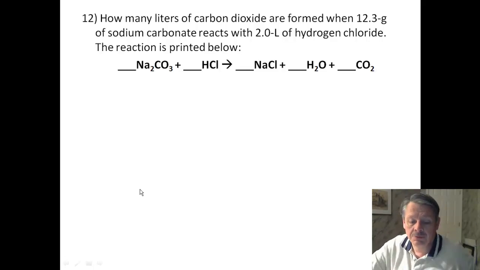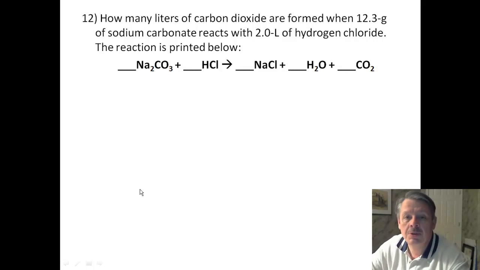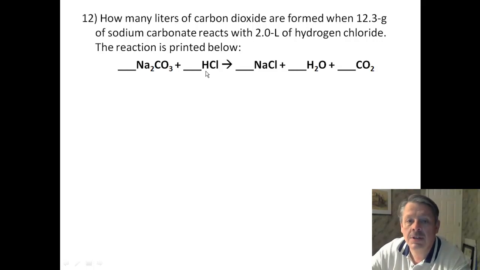Number 12. Now, the first thing we better do is balance this equation. Alright, so I see over here on the left, I see 2 sodiums, so I have to have 2 sodiums on the right, which means I have to have 2 chlorines on the left. I have 2 hydrogens now on both sides, that's good. I have 1 carbon on both sides and 3 oxygens on both sides, so I am now balanced.